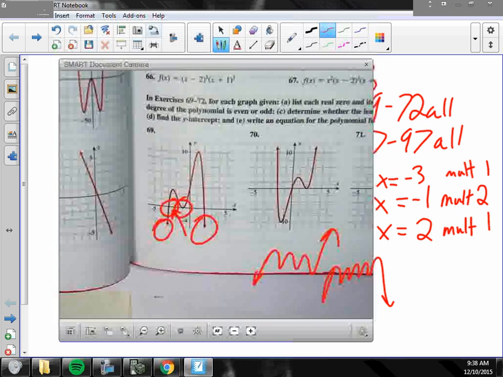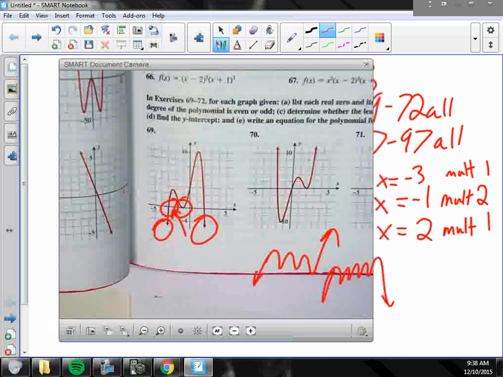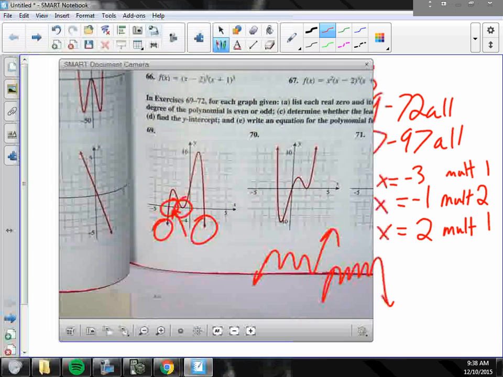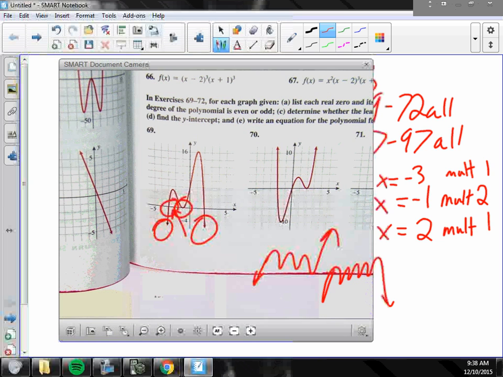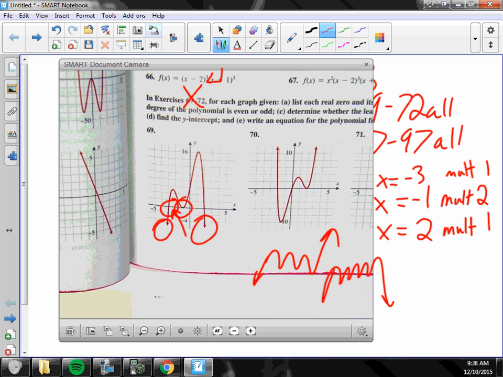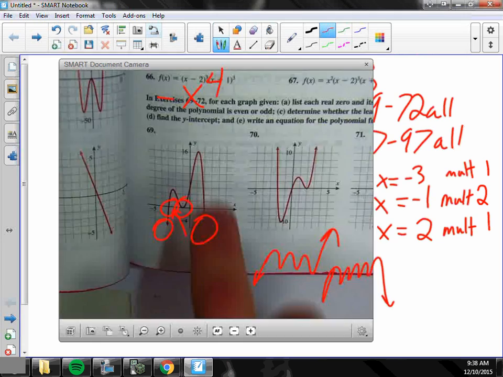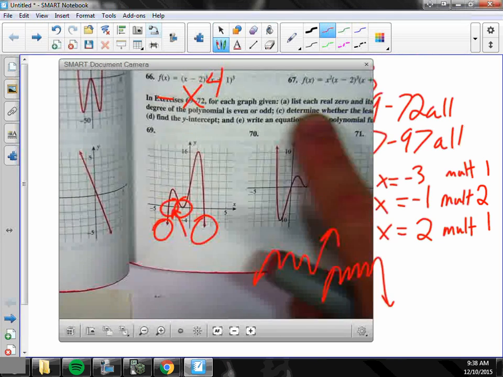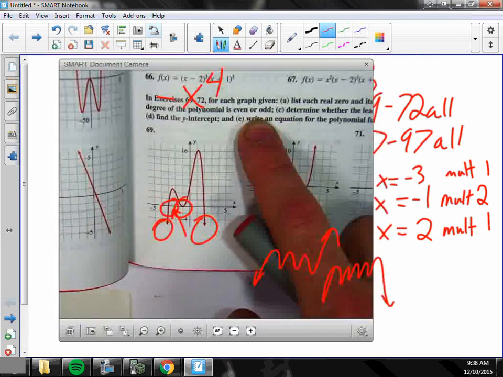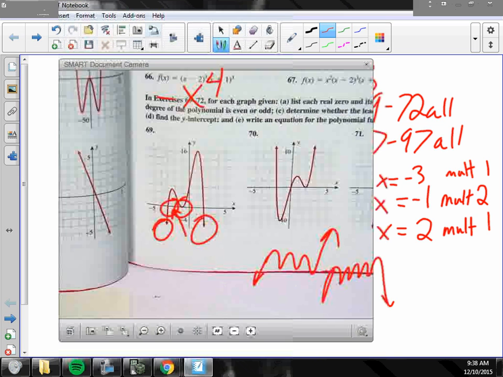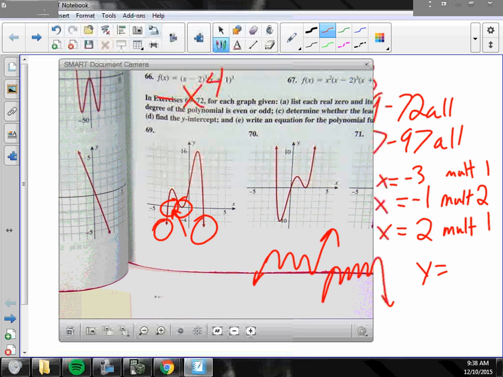Okay, part C, determine whether the leading coefficient of the polynomial is positive or negative. So this is probably an x to the fourth. Is it a negative x to the fourth or a positive x to the fourth? Negative. All right, and then part D, find the y-intercept. So part D is y equals 4, 3.